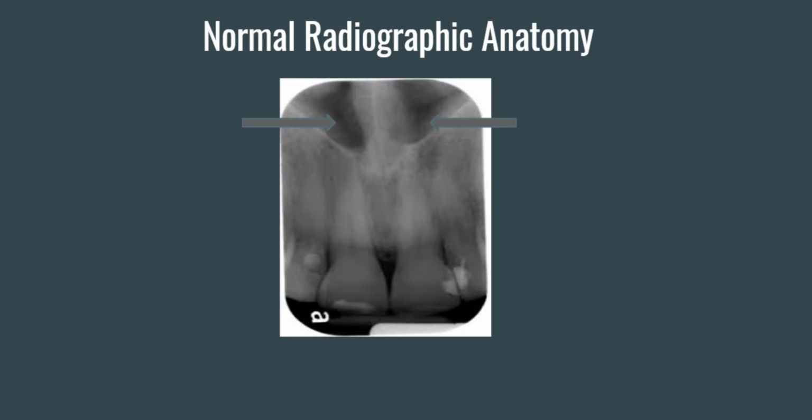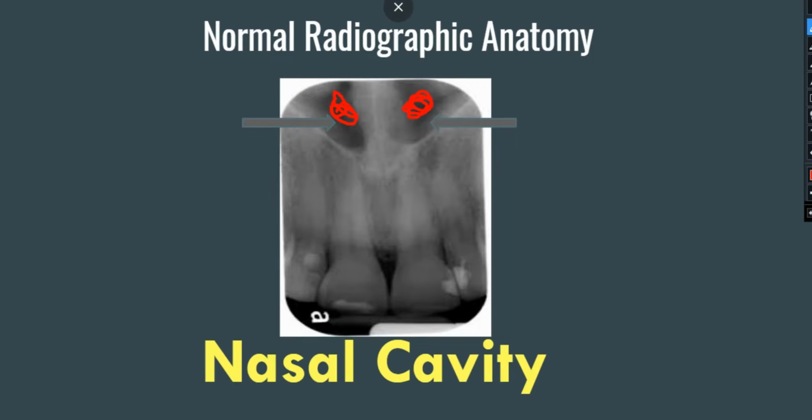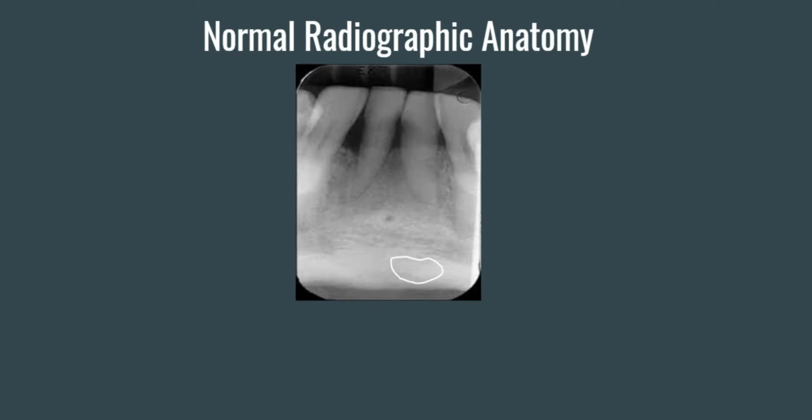Next, the radiolucent areas that the arrow is pointing to. So this cavity right here and right here. The nasal cavity. Got to go fix that one.